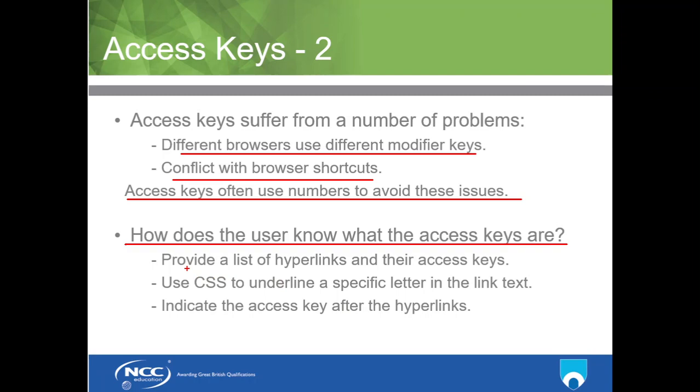Number one, you can provide a list of hyperlinks and their access keys. So you provide something like a menu that shows that if you want to click on this, you can use Alt plus A. So something like that. Otherwise, you can use CSS to underline a specific letter in the link text.